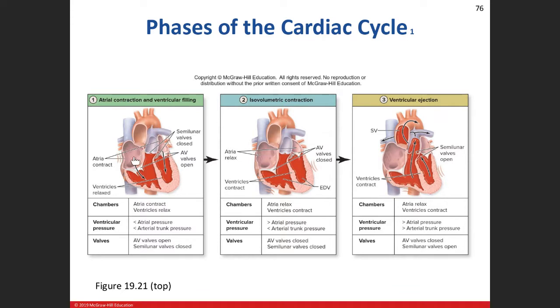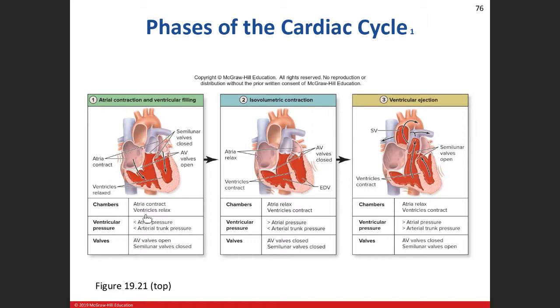Now the atria start to contract. As it contracts, it gets that last bit of blood out of the atria and pushes it down into the ventricles here. So we go to the chambers. What's happening in this phase?